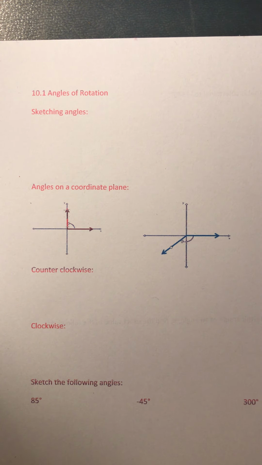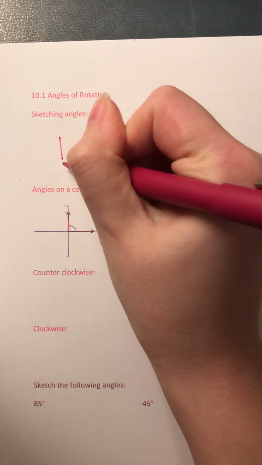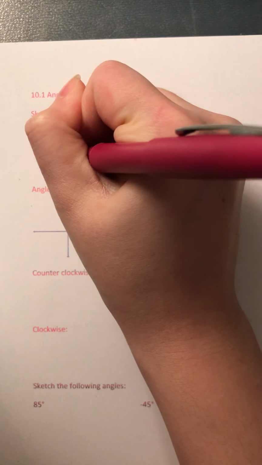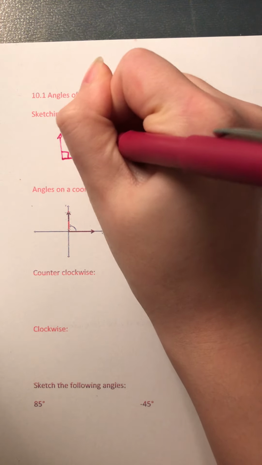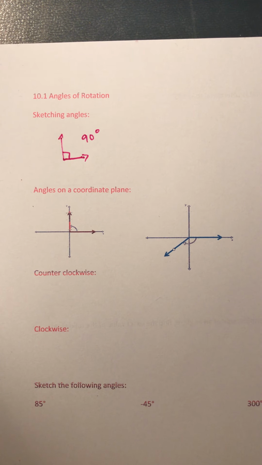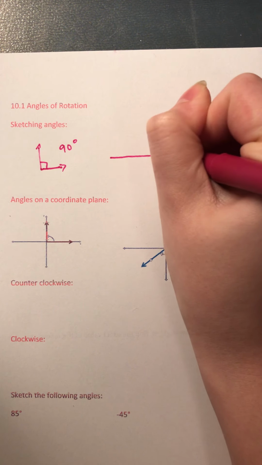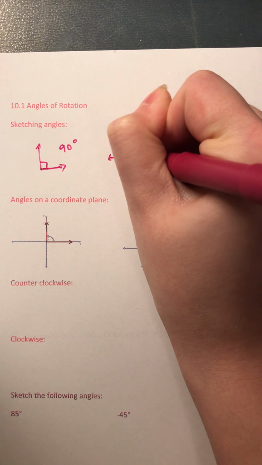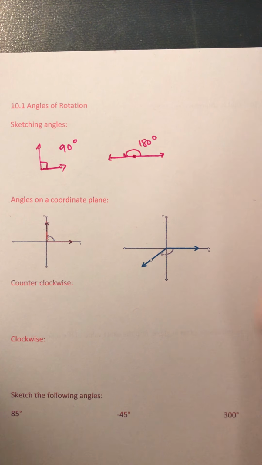So first up, sketching some angles. The first angle that hopefully we all know is a 90-degree angle. So we put a little box in the corner. So let's call this 90 degrees. Another angle that hopefully we all know is 180 degrees. Straight line, so technically a dot in the middle. This angle would be 180 degrees.